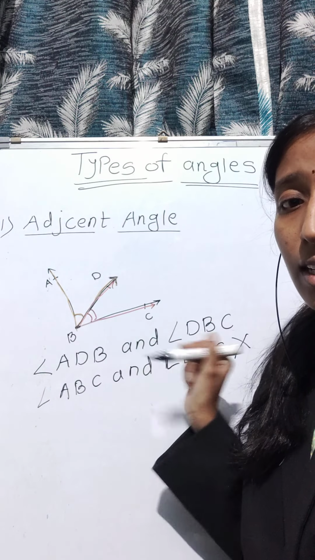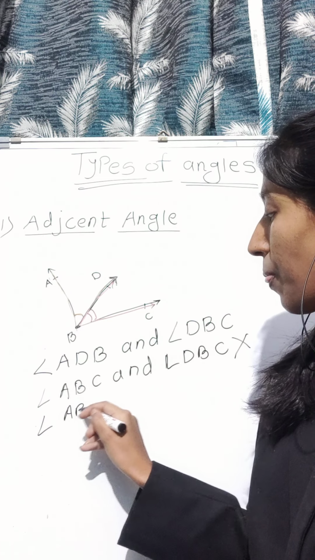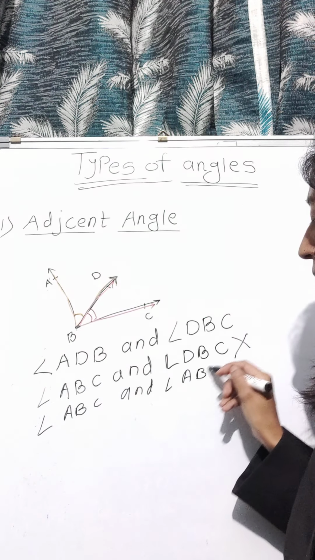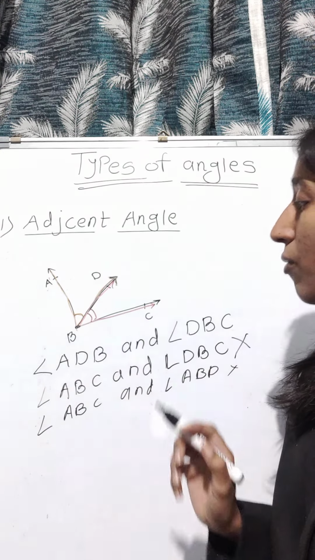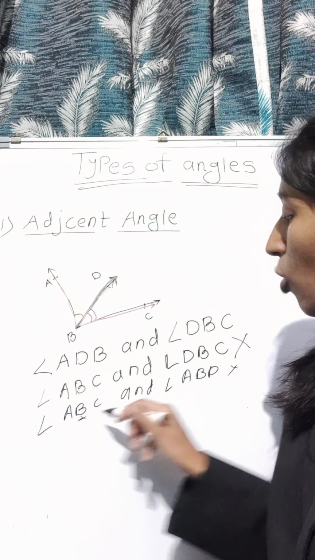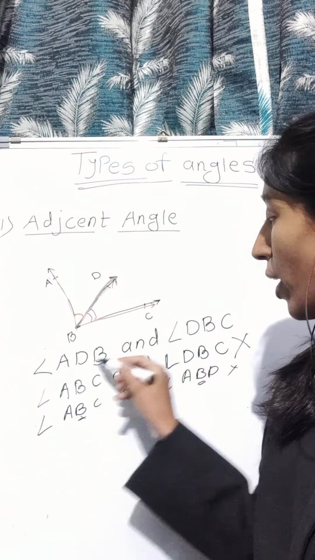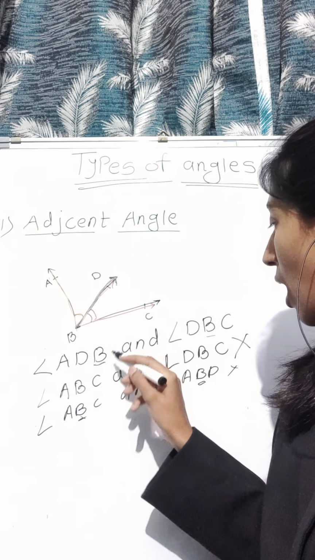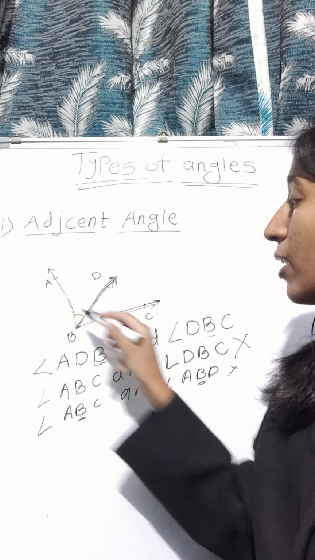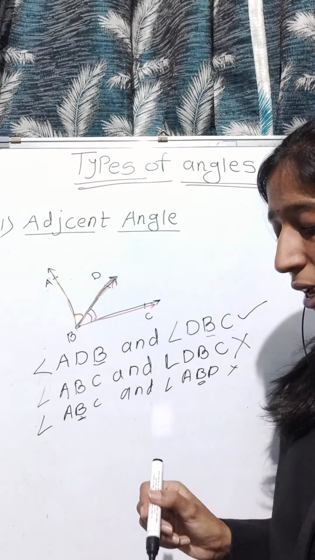Hope everyone is getting this. Again, we cannot say angle ABC and angle ABD as a pair of adjacent angles. Why? Here also we don't have a common arm. Here we have only one common point, that is B. But the condition for adjacent angles is we should have one common point and one common arm. So in ABD and DBC we have one common arm, that is BD. So only this is the pair of adjacent angles.